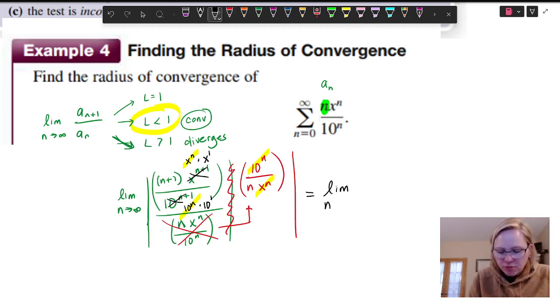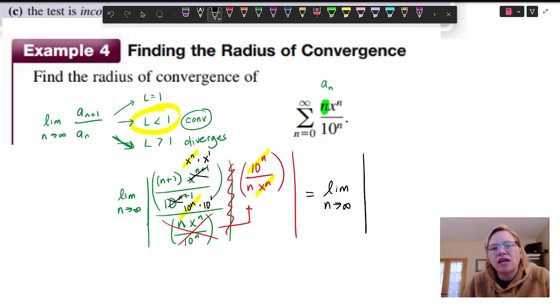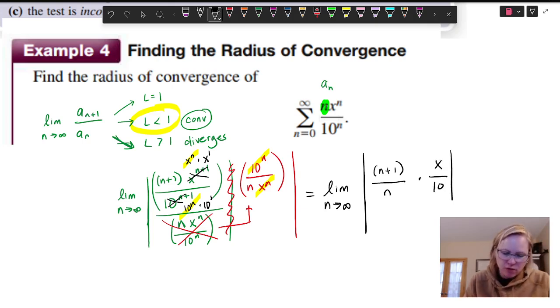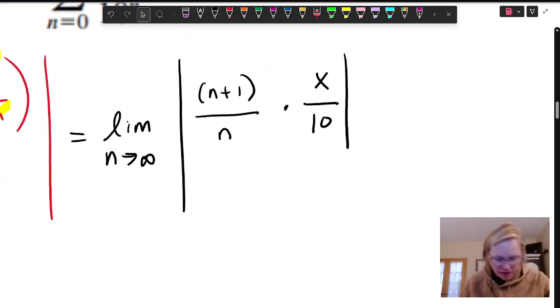It's going to be the limit as n approaches infinity. I'm going to gather first all the remaining n terms. So I have an n plus 1 in the numerator, and an n in the denominator. And then what's left, all the numbers and any x terms, I want to separate and create two separate factors that are being multiplied. You'll understand why in just a minute. But I have an x left and a 10. And so this is the result that I have right now.